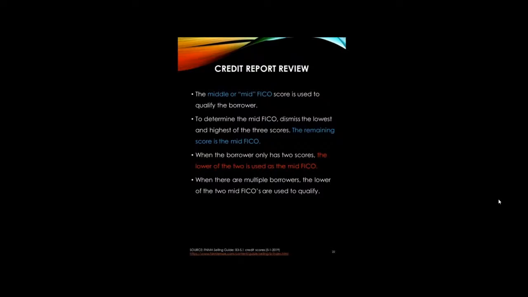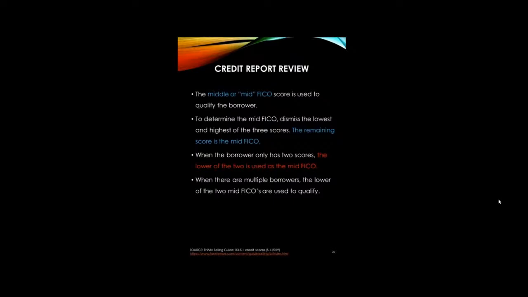In the credit report review, we always have to check the middle, or what people call the mid FICO score, and that's used to qualify the borrower. You'll have 3 credit bureaus. You'll have a tri-merge credit report from Equifax, TransUnion, and Experian, and that tells you everything about the borrower, and you will know the credit scores. If they only have 2, you're going to take the lower of the 2. But if you have 3, you're not going to take the lowest or the highest, you're going to take the middle one.